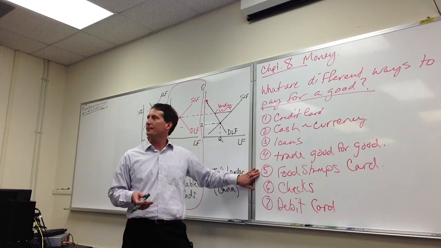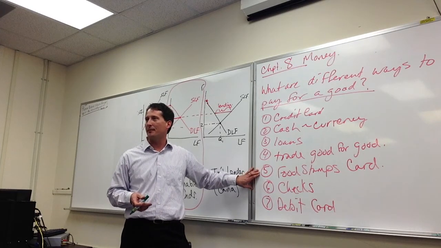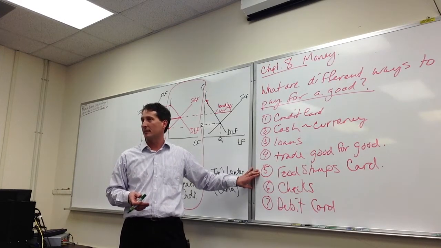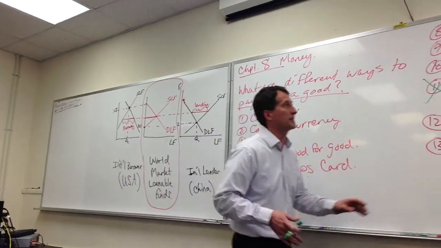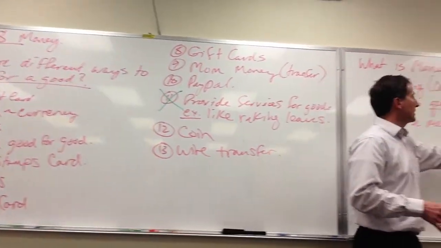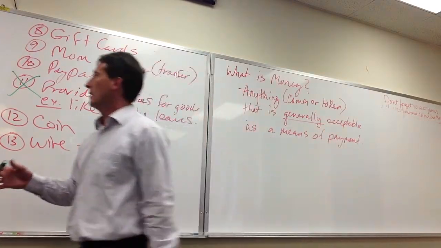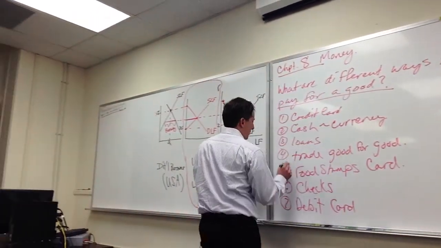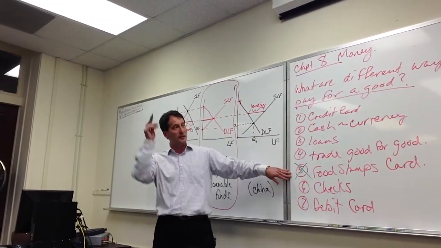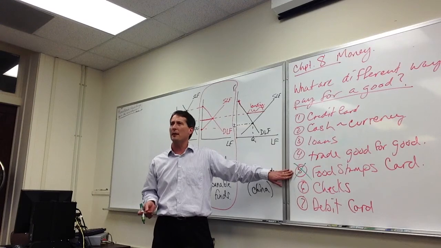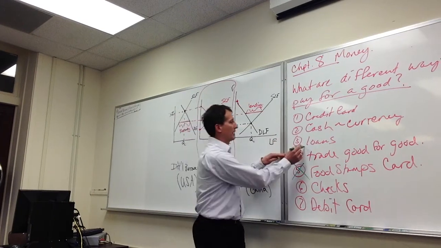Food stamps, generally accepted as a means of payment? Only for food. Right, but generally accepted for a means of payment for anything. No, not anything. Because that's what our definition says. Anything generally accepted as a means of payment. We didn't say a payment for food, we said a payment. So food stamps would not be that. You can't go run to the movie theater tonight and pay for it there, okay? Trading good for good.